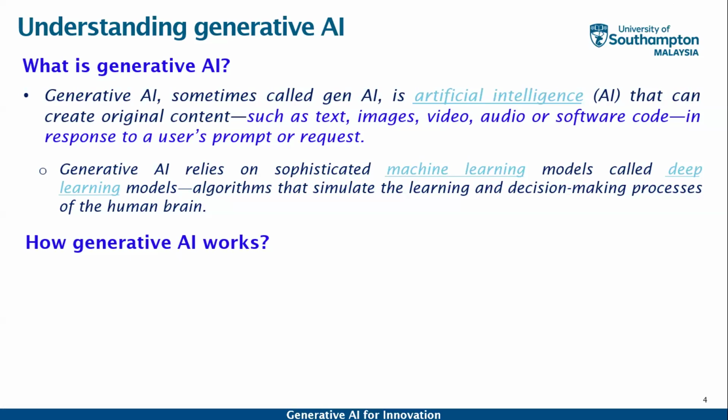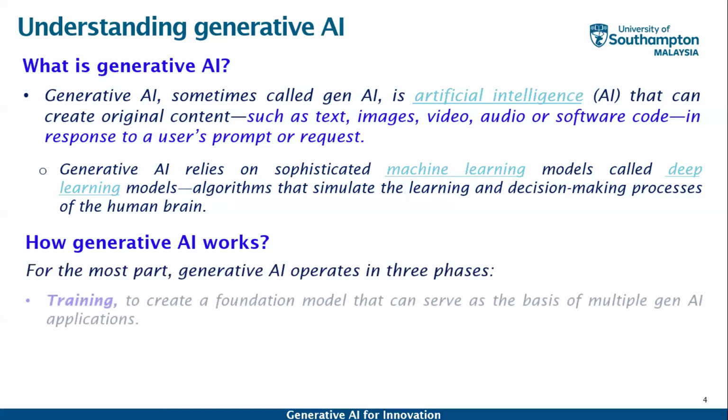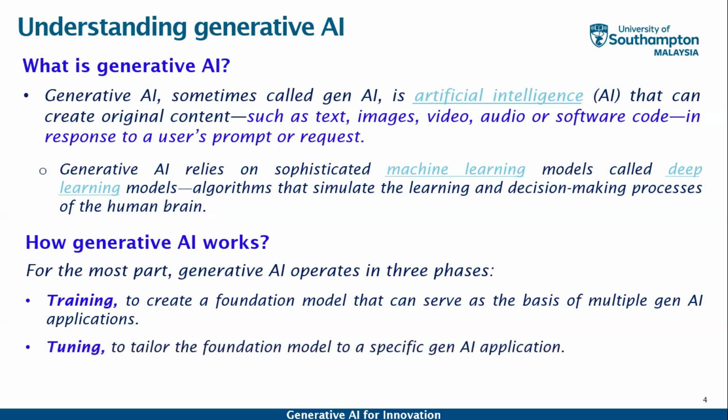So the first one is training. For the most part, generative AI operates in three phases, as I told. Training is to create a foundation model that can serve as the basis for multiple Gen AI applications. Whatever the multiple AI applications, we'll see in detail one by one. And coming to tuning. Tuning is nothing but tuning the foundation model to a specific Gen AI application.